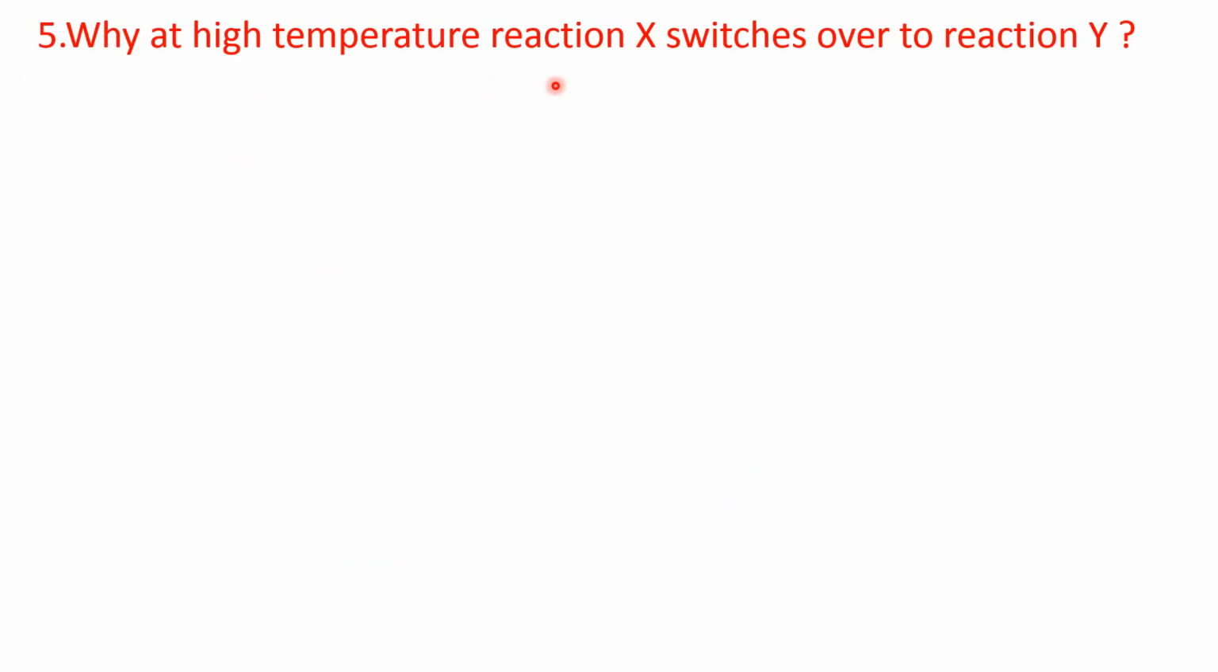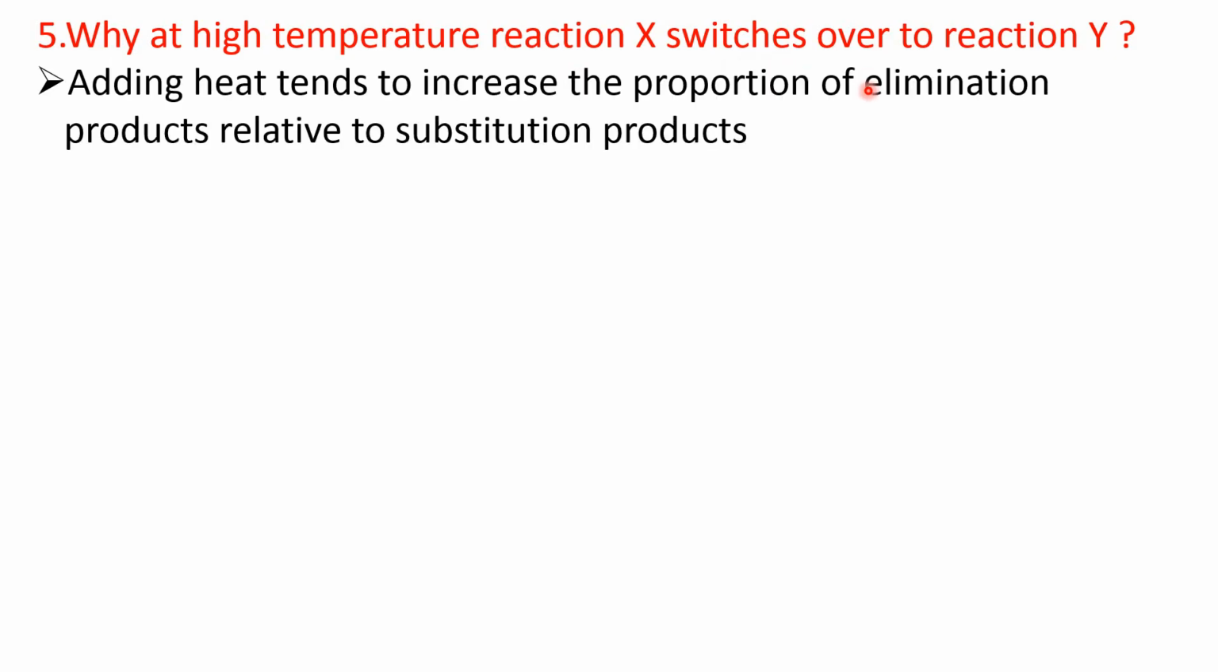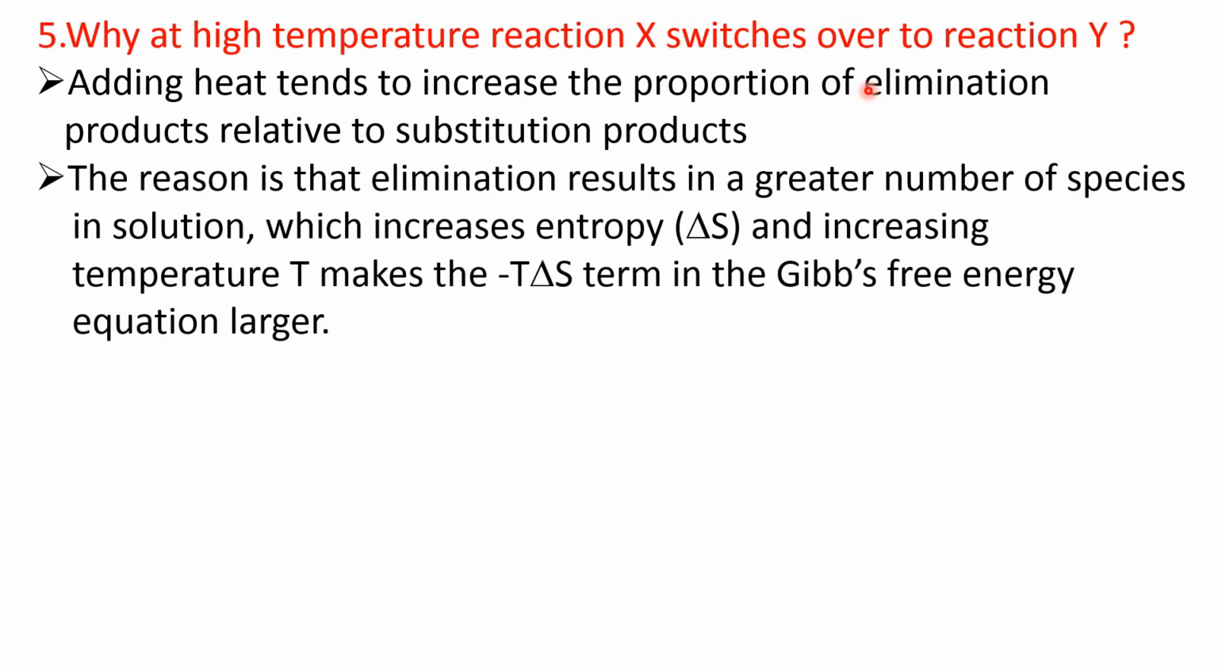Now, fifth question. Why at high temperature does reaction X switch over to reaction Y? See, when you increase the temperature, you are giving more heat and then more elimination product is obtained. Why? Because at low temperature, the activation energy of the substitution reaction is lower than that of the elimination reaction. So at low temperature substitution occurs, but at high temperature, when more energy is available, it can cross the barrier of the elimination reaction. So elimination occurs. And moreover, in the elimination reaction, a greater number of species are formed. So disorderliness increases. We will discuss this later also. Disorderliness increases, so entropy increases. As entropy increases, the T delta S term increases. So minus T delta S gives a more negative free energy. That means the reaction will be more spontaneous.